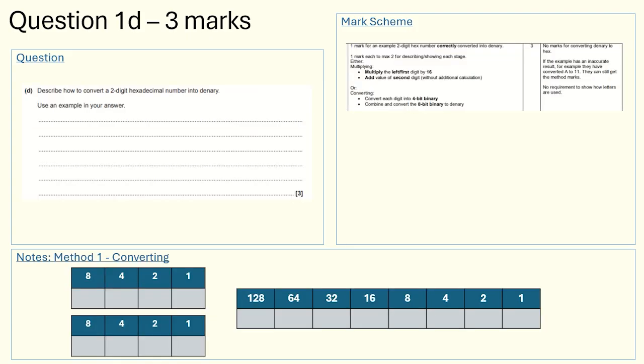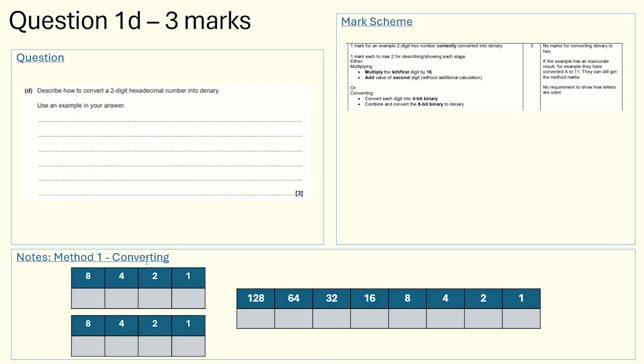So let's have a look at question 1D. It's getting a little bit trickier now. This question is asking us to describe how to convert a 2-digit hexadecimal number into denary, and we need to use an example in the answer. If we have a look at the mark scheme on the right here, there are 2 different methods we can use to do this. I'll go through them both, but we do need to include a correct example here to be able to get that 3rd mark. If you don't describe them properly and you do a worked example, you can still get marks for your working out, your method marks, but you won't get a mark for the correct answer.